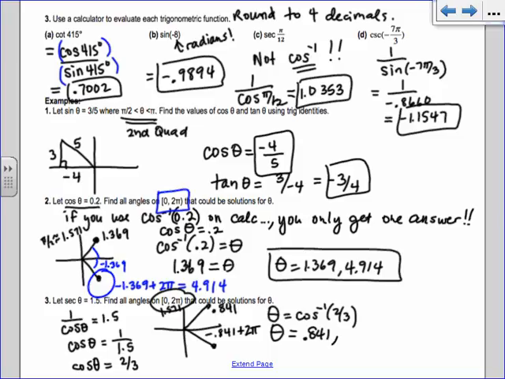So when I do that, 0.841 plus 2 pi, I get 7.124. And that's the second answer.